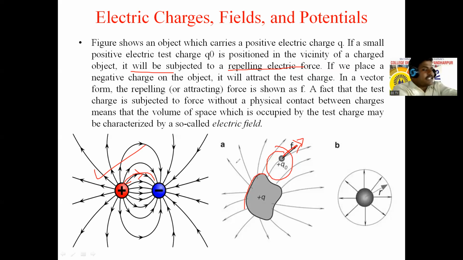If we place a negative charge on the object, suppose we are placing the negative charge here, what happens? There is an attraction force, right? So this test charge will be attracted towards the object. It will attract the test charge in the vector form. The repelling or attracting force is shown by F, right?